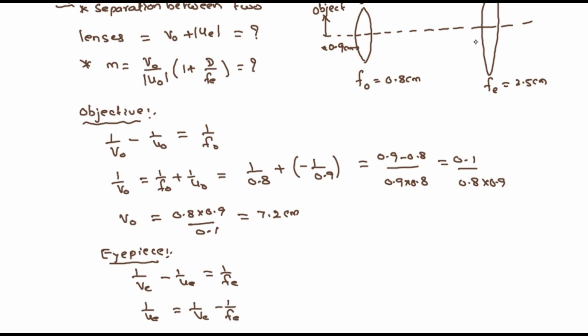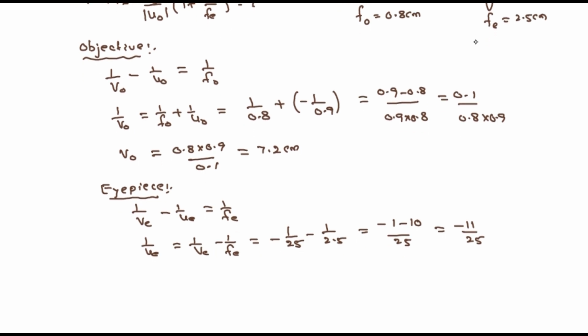That is equal to, VE is nothing but the least distance of distinct vision, so minus 1 by 25, minus 1 by the focal length 2.5. So that is minus 1 minus 10 by 25, which is equal to minus 11 by 25. From this, UE is equal to 25 divided by 11, with a minus sign according to the sign convention, that is equal to minus 2.27 centimeter.